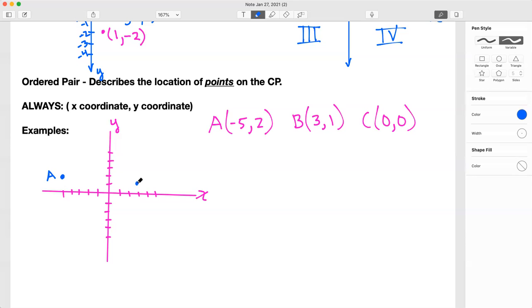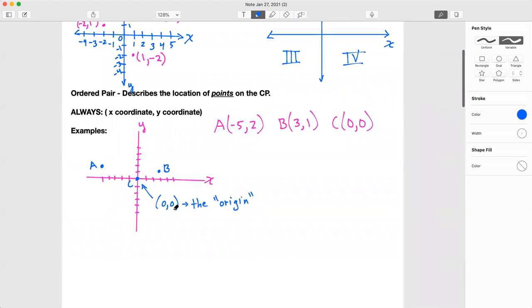Why don't you try and plot point C if you don't know where it is already? Well, point C is 0, 0. That means it didn't go up or down. It just stayed right here at what we call the origin, which is 0, 0. I'm just going to put point C right there. This is a part of a coordinate plane called the origin. So that's what I mean when I say that.